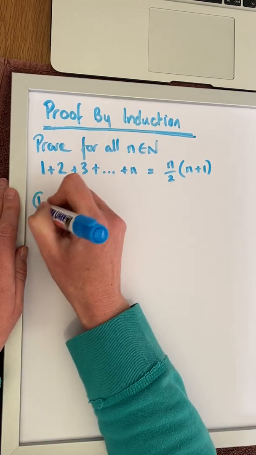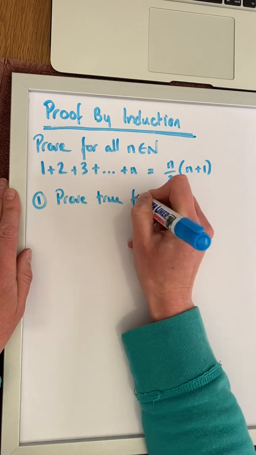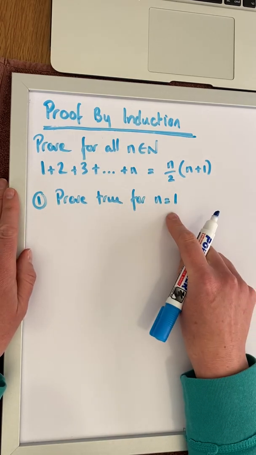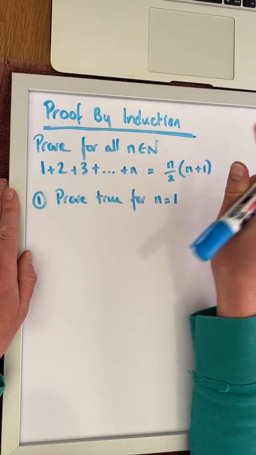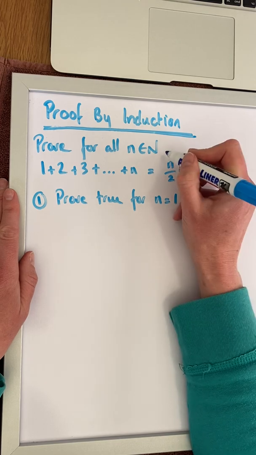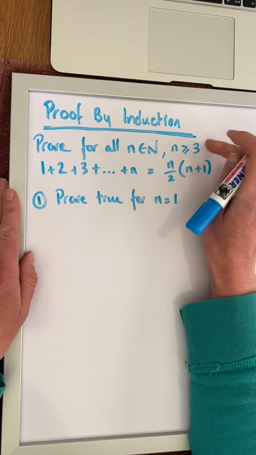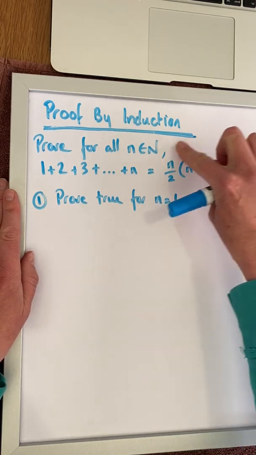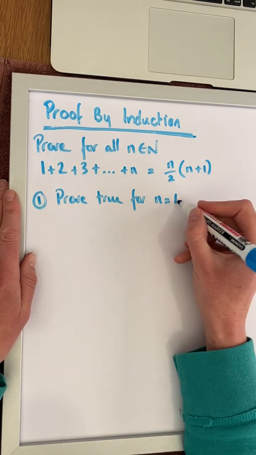Step 1, we prove true for n equals 1. So we always start with the first available integer. Now in this case, there's no restriction on the natural numbers that we're looking at, so we always start with 1. If there was a condition here where n is greater than or equal to 3, then you would have to start with your prove true for n equals 3. All right, so just be aware that that can happen sometimes. So in this one, we prove true for n equals 1.